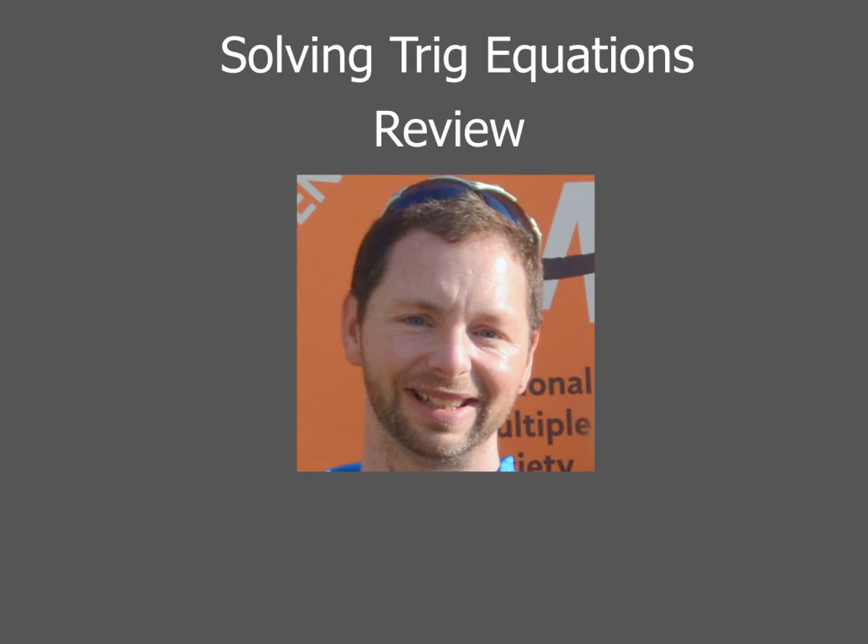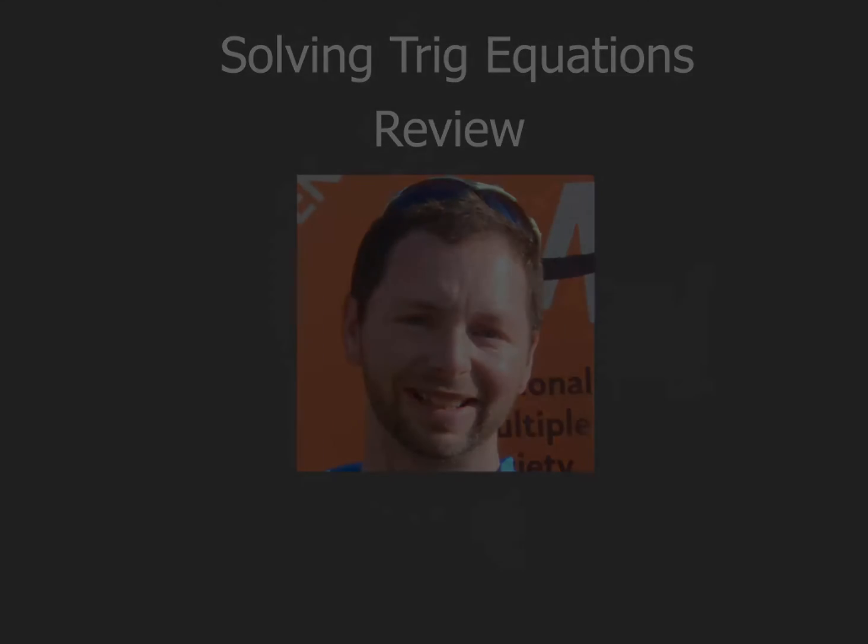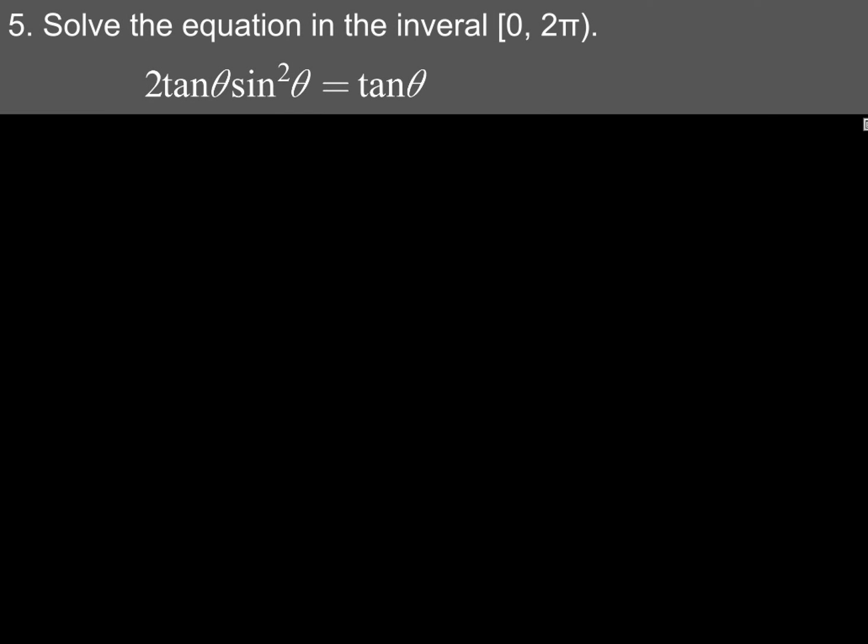We're going to finish up problem number 5 from our solving trig equations review. All right, so here we are. Problem number 5 says solve the equation in the interval 0 to 2 pi, and we've got 2 tan theta sine squared theta equals tan theta.